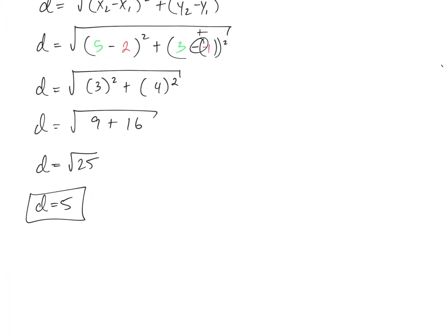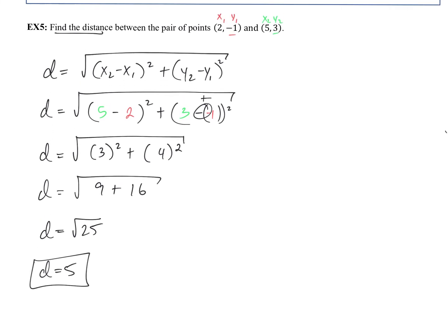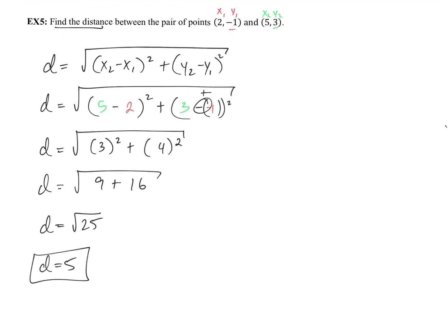Oh, and that is it. So if this was a word problem, talking about the distance from something to something, then you would write it out in a sentence. Other than that, that is it for this section. Please email me if you have any questions.